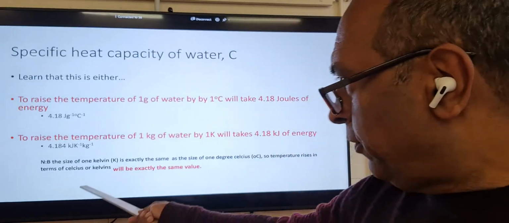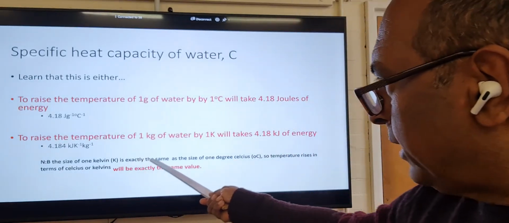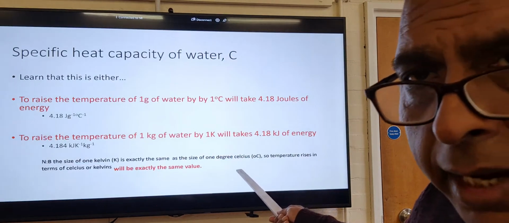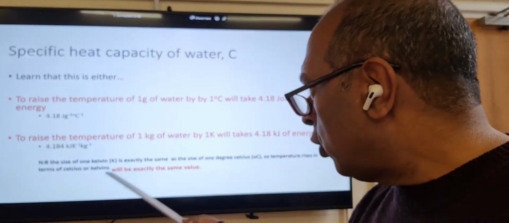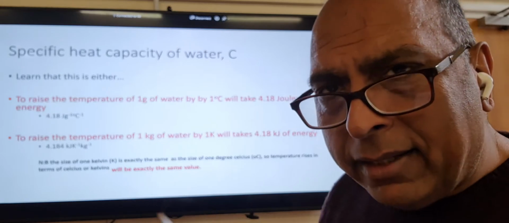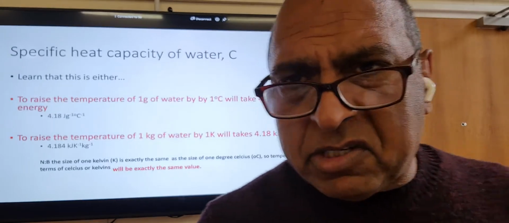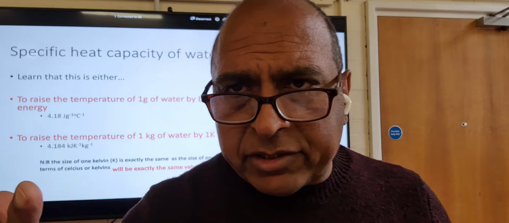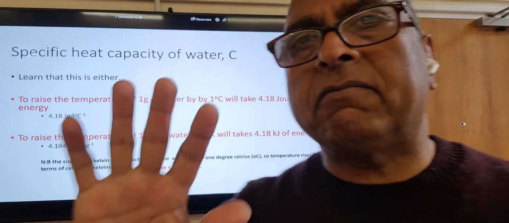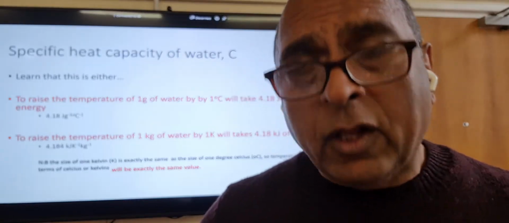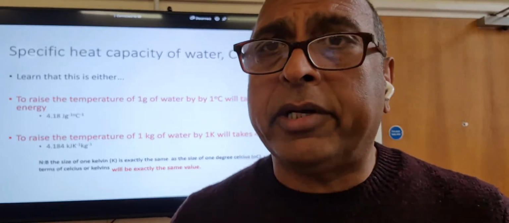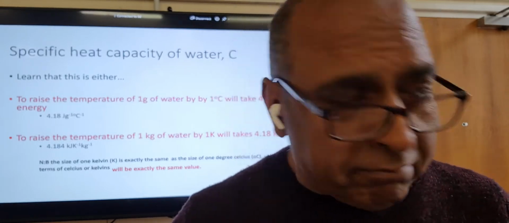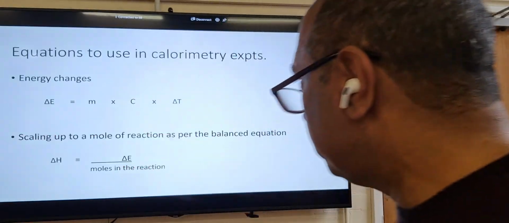NB at the bottom there. The size of a Kelvin is exactly the same size as 1 degree Celsius, so the temperature rise will be exactly the same. So when we talk about the temperature rise going up like 5 degrees Celsius, that's the same as saying it goes up 5 Kelvin. Whether you've got a temperature rise in Kelvin or in degrees Celsius is exactly the same. Don't let that confuse you.